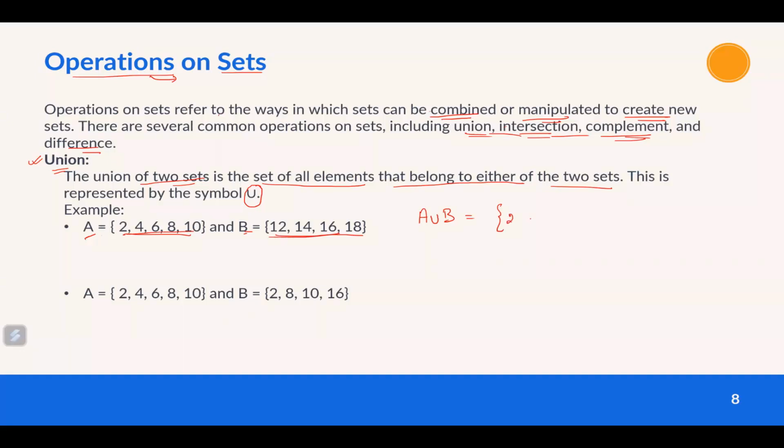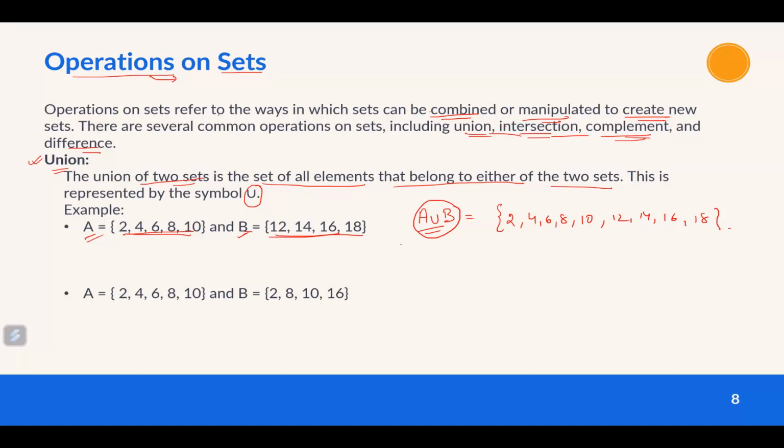So it will contain 2, 4, 6, 8, 10, 12, 14, 16 and 18, right? All the elements of A and B will be in the set. This is also a set, okay? So this is a set which represents the union of set A and set B.